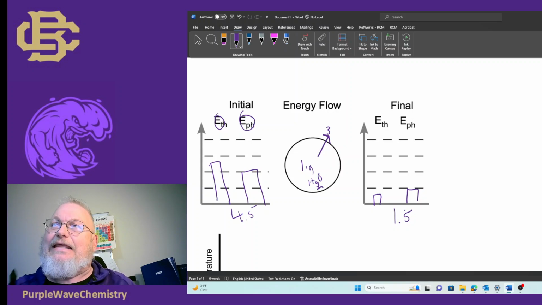Again, the key thing to remember: a solid is worth 1 bar, a liquid is worth 2 bars, and a gas is worth 4 bars. That's all you got to worry about. Then show me a temperature difference. You'll be good to go. But you got to think what's happening with the system.